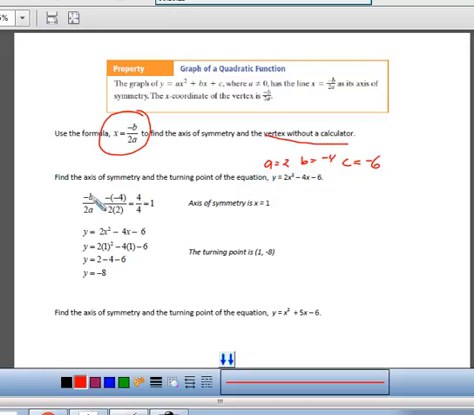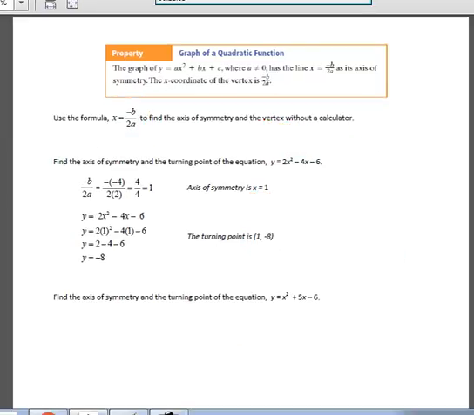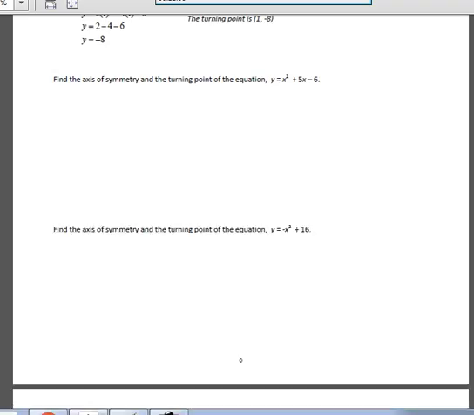Okay, so now I use this equation, negative b over 2a. Well, b is negative 4. The opposite of that is positive 4. A is 2, so 2 times 2 is 4, so 4 over 4 is 1. So the axis of symmetry is x equals 1. Then you can plug that back into your equation for x and solve for y. So it's kind of like doing the check. And then you find your turning point or your vertex. So it's a nice algebraic way of finding your axis of symmetry and your vertex.